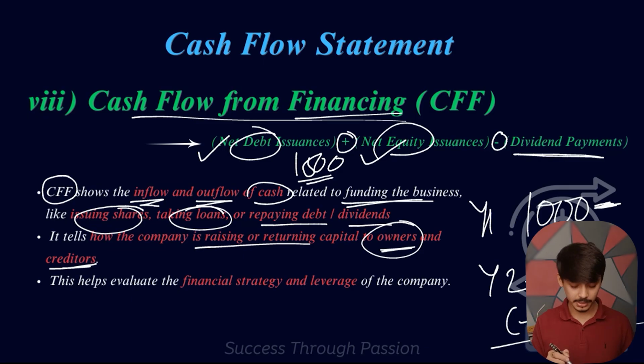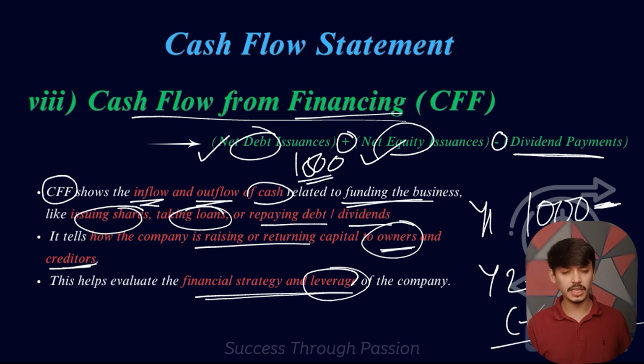The cash flow will help us understand how we are raising funds. Is it through equity or debt, and how are we paying back to the owners? Owners will be paid in terms of dividend, creditors will be paid in terms of debt repayment or interest. The final point is that this helps evaluate the financial strategy and leverage of the firm. We can understand from CFF whether the company is too much on leverage, that is, it has raised too much debt, or whether we can go for more debt so that the business can expand in a smooth manner.